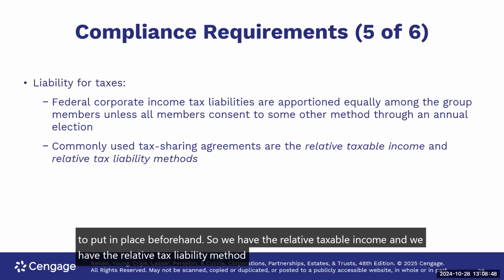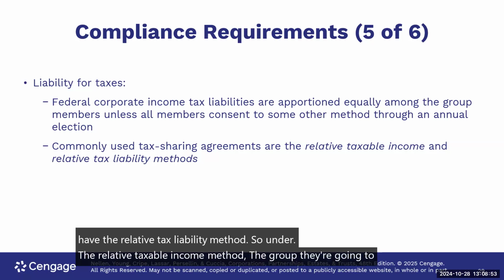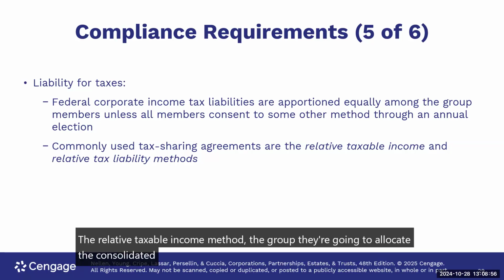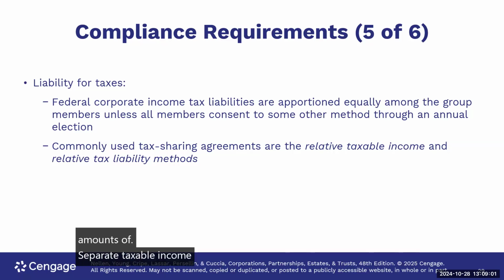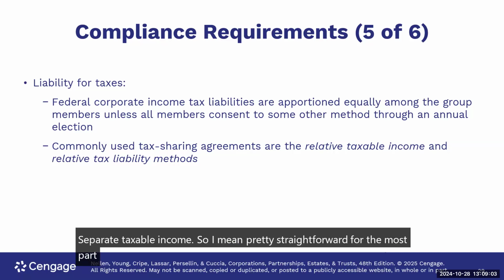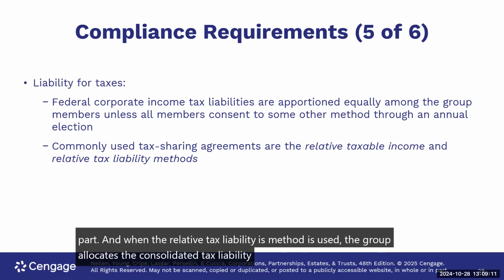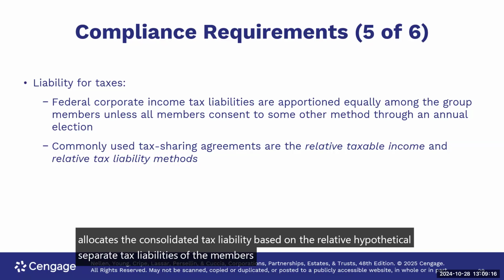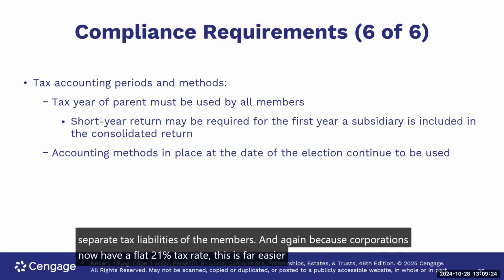Under the relative taxable income method, the group allocates the consolidated tax liability among the members based on their relative amounts of separate taxable income. Pretty straightforward for the most part. When the relative tax liability method is used, the group allocates the consolidated tax liability based on the relative hypothetical separate tax liabilities of the members. And again, because corporations now have a flat 21% tax rate, this is far easier to determine.